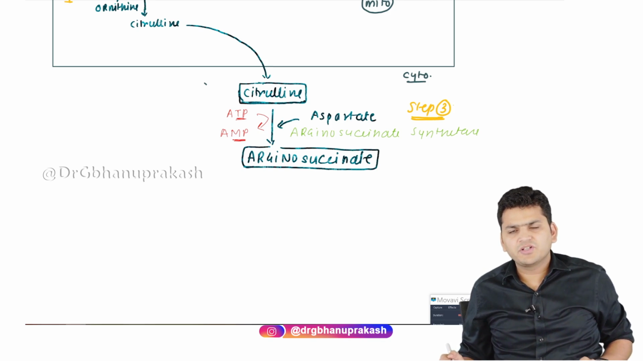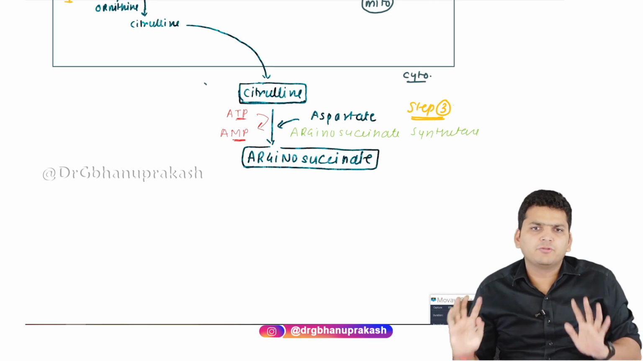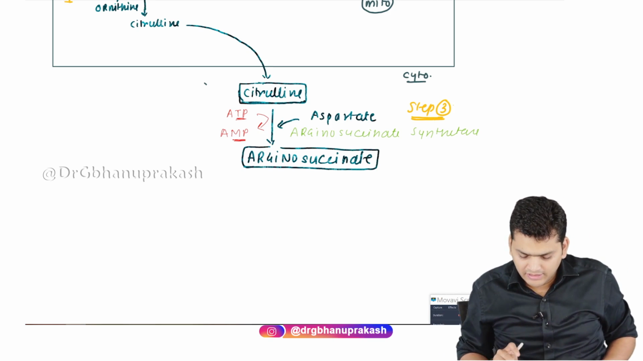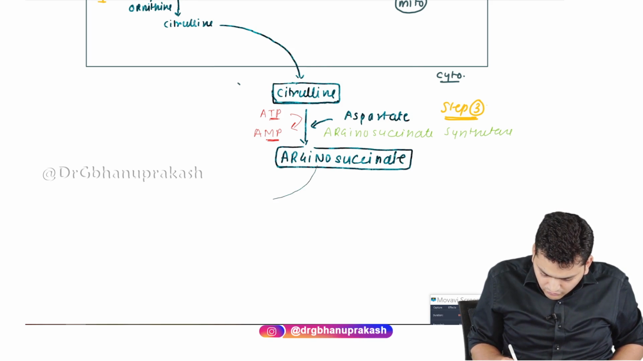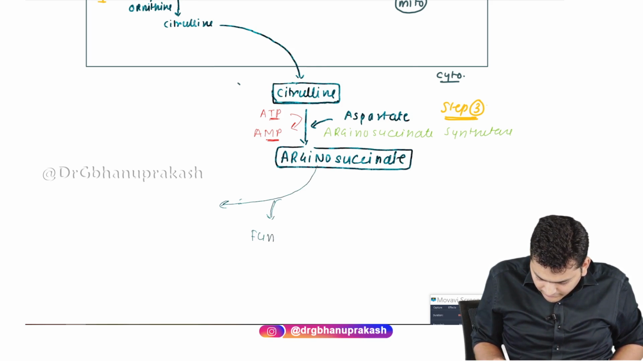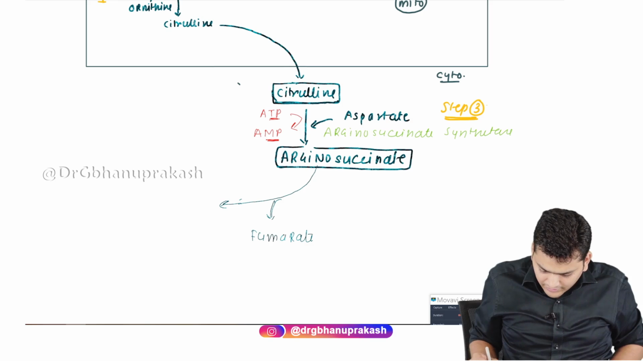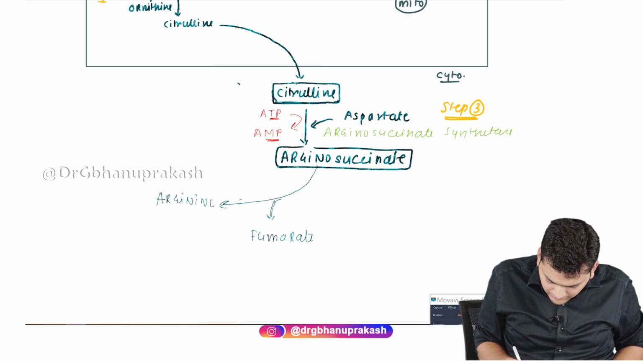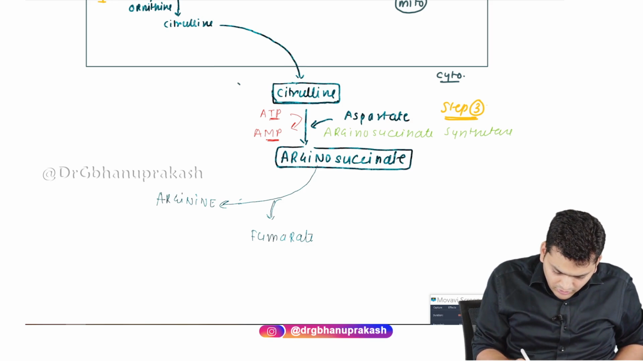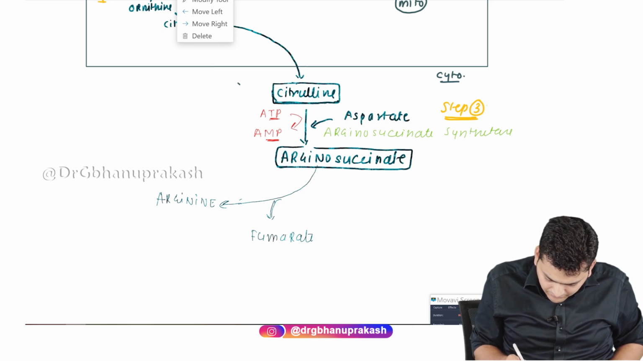Once you have made the arginosuccinate, it's a big molecule, it splits into 2 molecules, means it will undergo lysis. This arginosuccinate is going to split into 2 small molecules. One is called fumarate, and the other one is arginine.